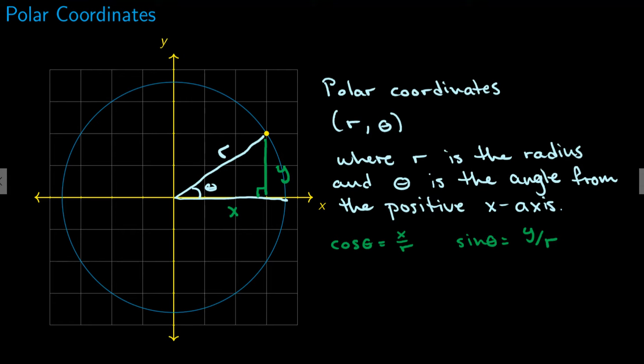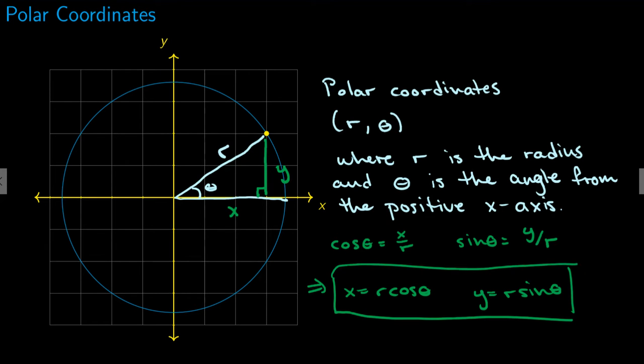And if I want to get out the x and y coordinates, all I have to do is solve for x and y, which gives x equals r times cosine theta, and y is equal to r times sine of theta. So if I'm given the point in terms of its polar coordinates, r and theta, all I have to do is plug them into this formula, and I get the Cartesian coordinates, x and y.